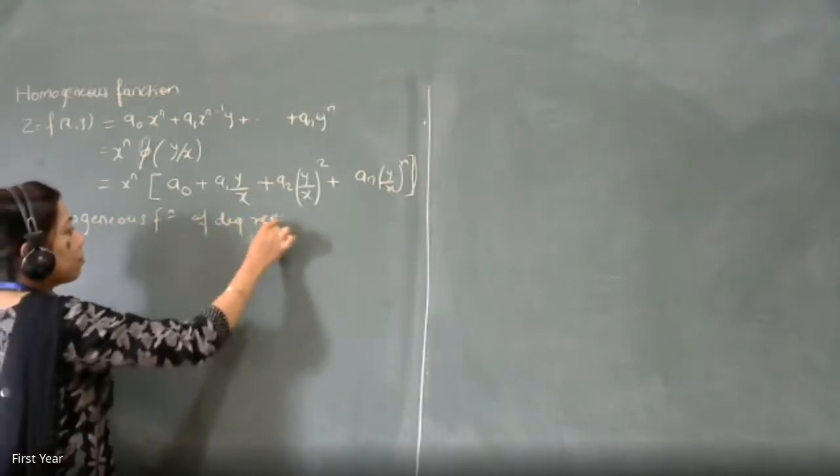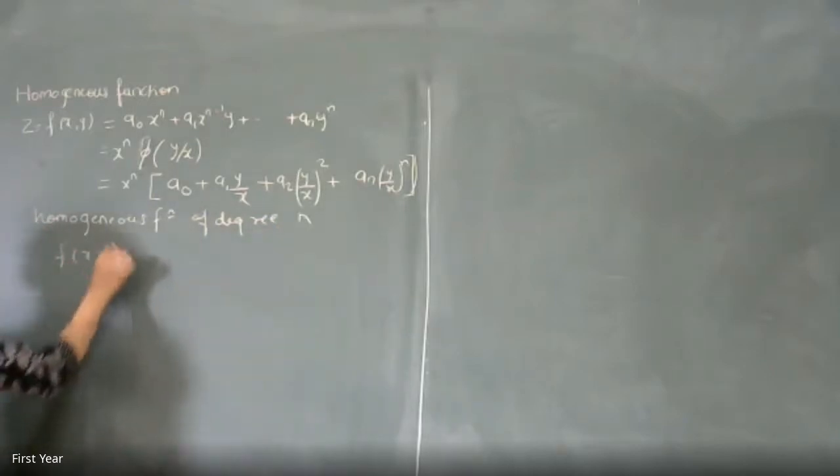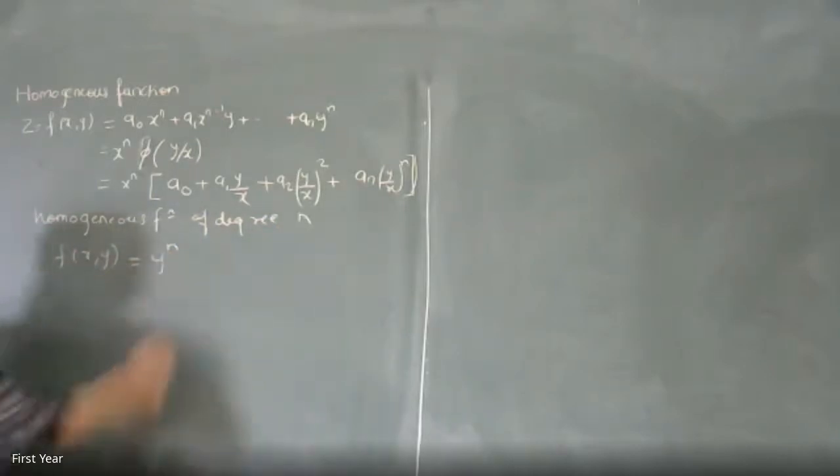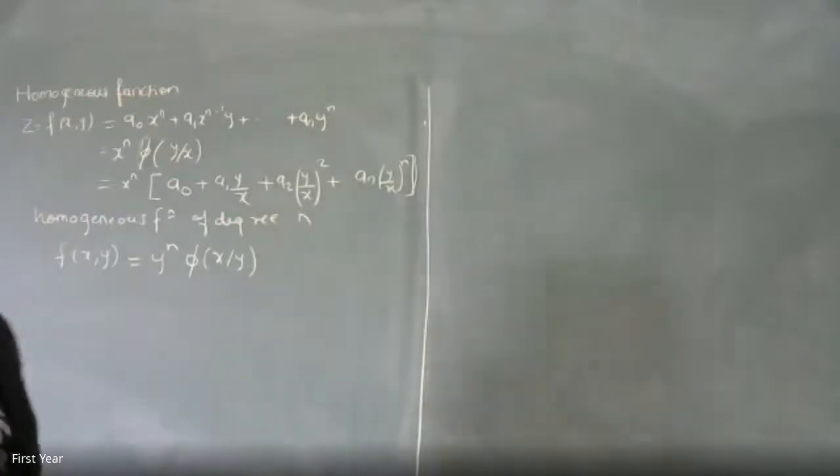Is this okay? On the same lines, there is nothing special about x. We can also write powers of y, that is y raised to n, and it should be some function of x by y. Then we also say that it is homogeneous of degree n. This is the definition of homogeneous function. It will come for 1 mark.